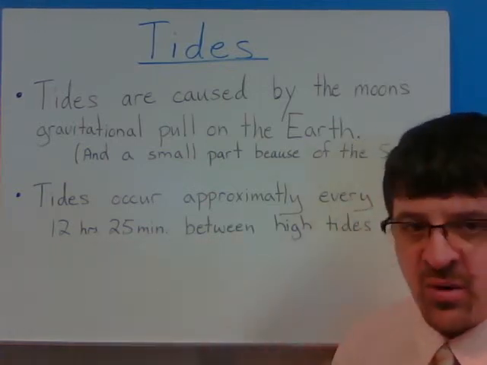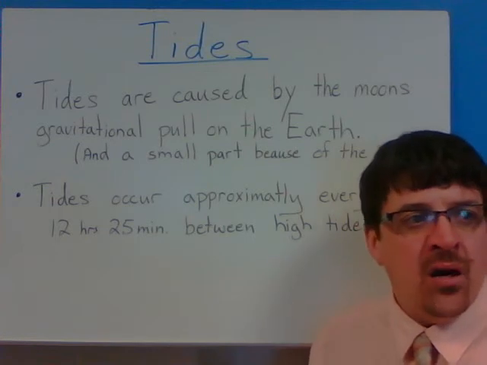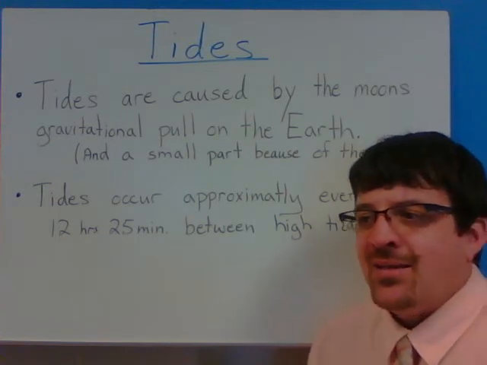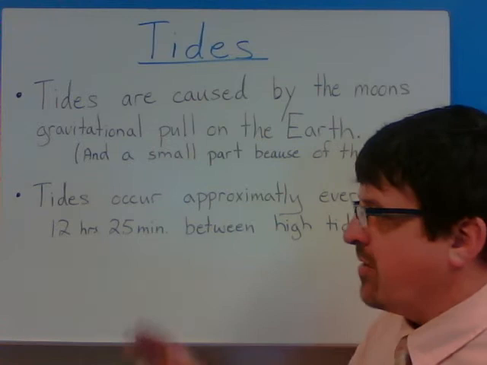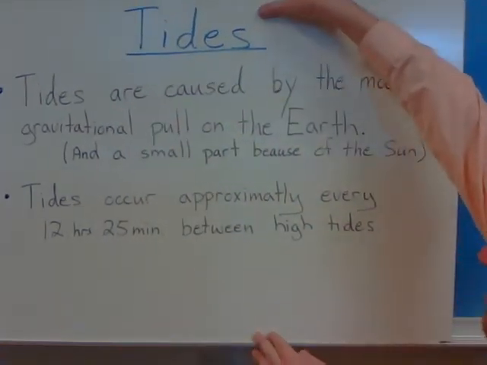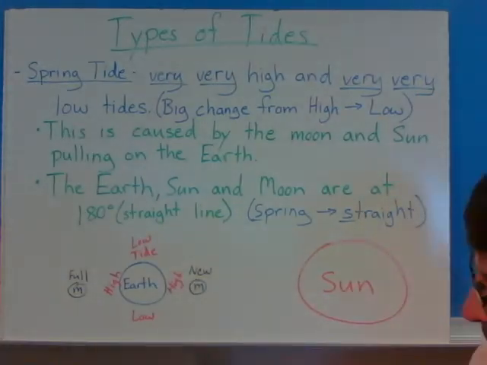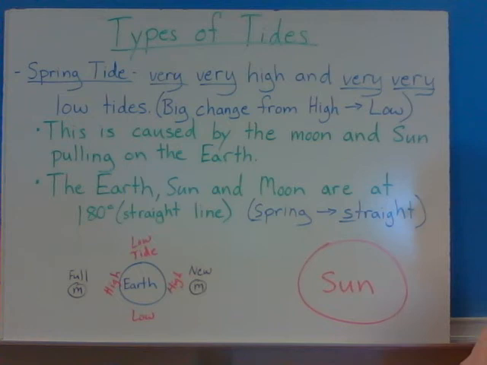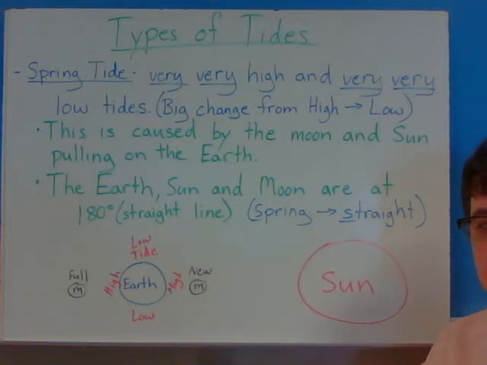Now, the tides occur approximately every 12 hours and 25 minutes between high tides or between low tides. It's every 12 hours and 25 minutes, give or take a little bit. Now, the reason that it's 12 hours and 25 minutes is because, and I'll show you this on the next slide here, what happens is you get a high tide on both sides of the Earth. Okay? You get a high tide on the side towards the moon, and you get a high tide on the opposite side of the moon also. Okay.